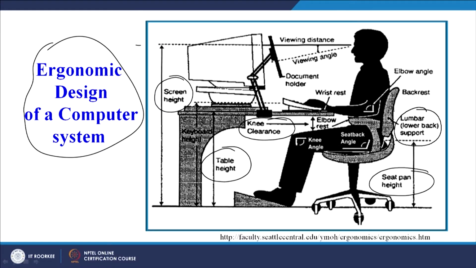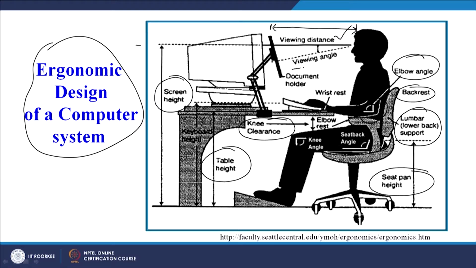Lumbar lower back support. This is the elbow angle marked here, not very clearly. This is the elbow angle. Back rest. This is very important. The viewing distance, already it is marked here.